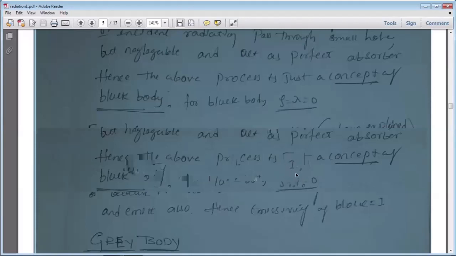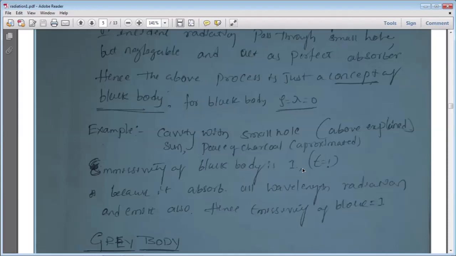Okay, it emits all types of radiations. Understand? Black body emits all types of radiation. Don't confuse emissivity and reflectivity. Emissivity will be different and reflectivity will be different. So the emissivity of the black body is equal to 1, because it emits all types of radiations for different wavelengths and in different angles.